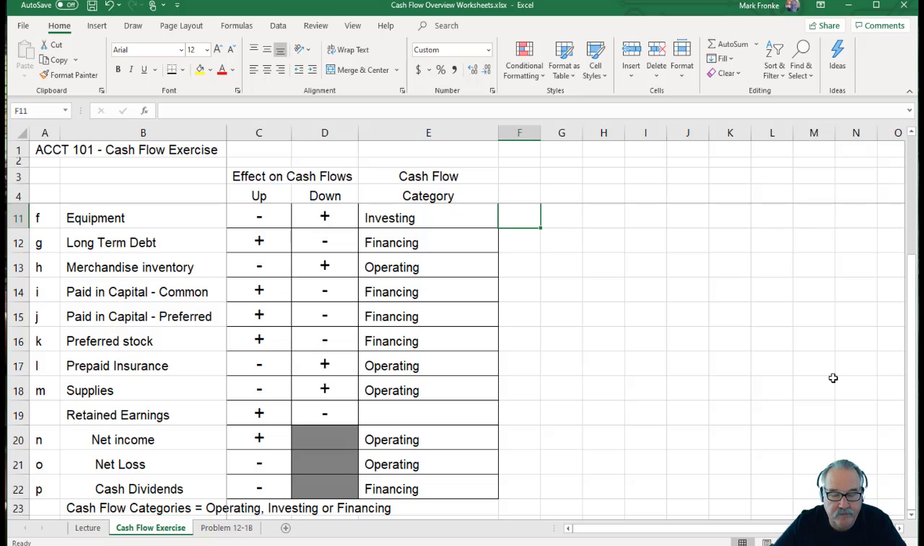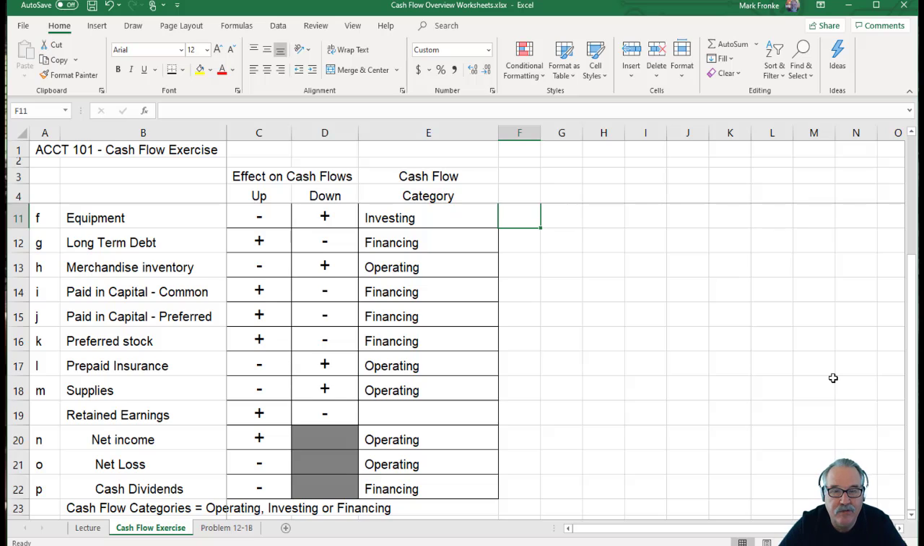Okay, I'm back. Here is the completed worksheet. Hopefully you got these again in your head. You have to think about, is this an asset? Did it go up or down? If it went up, that has a negative effect on cash flows. If it went down, that has a positive effect on cash flows. Everything we're doing in this chapter relates to cash.